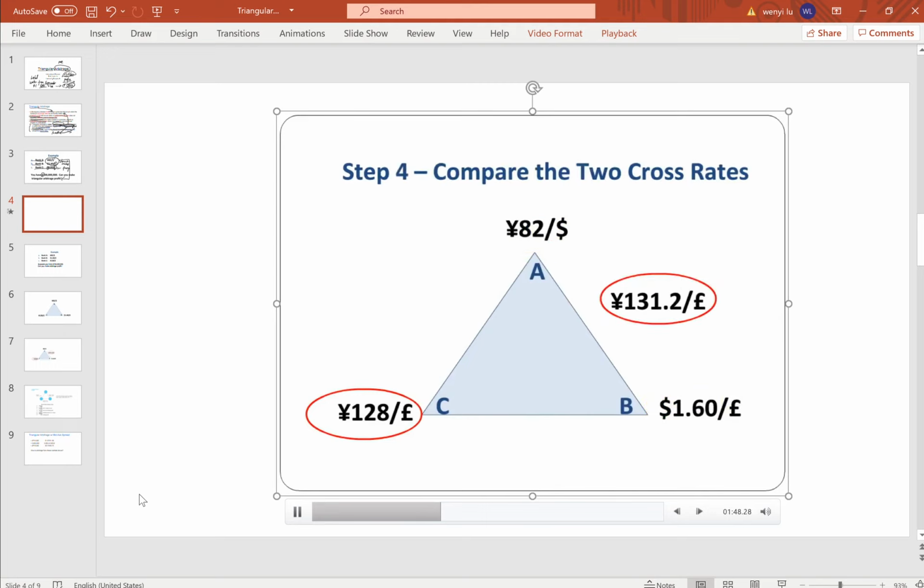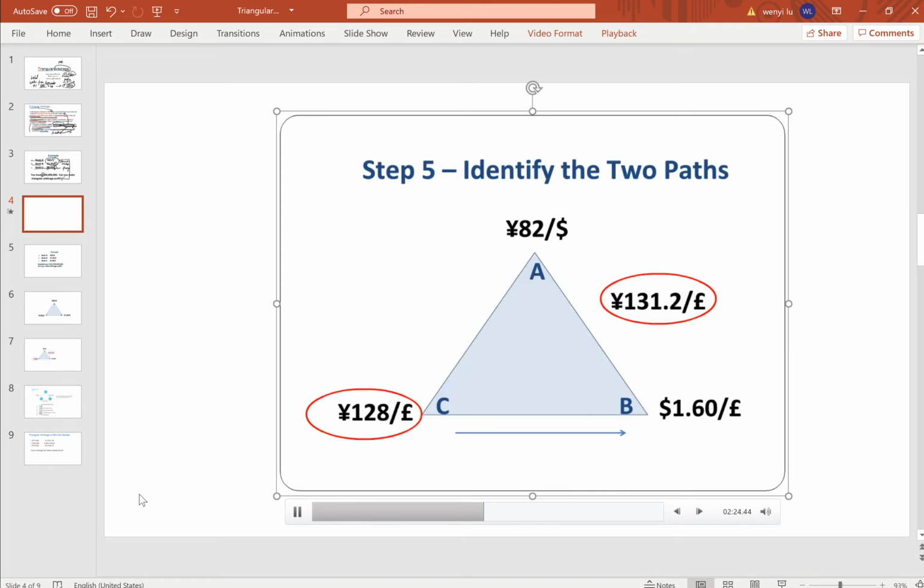In step 4, we compare the quoted cross rate to the implied cross rate. If the two numbers are the same, there is no arbitrage possibility because we'll be selling and buying the yen at the same price. In this example, there is a difference, as indicated by the two numbers that are circled. We therefore conclude that an arbitrage possibility does exist. Our goal is to sell the yen and buy the yen back to wind up with a higher yen amount.